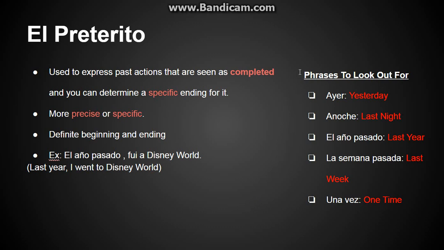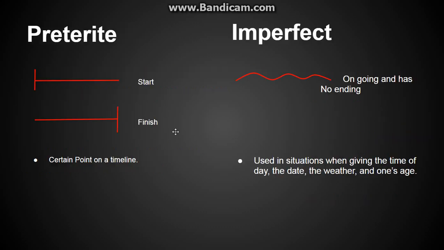Phrases to look out for when looking for preterite verbs would be ayer, which means yesterday, anoche, which means last night, el año pasado, which means last year, la semana pasada, which means last week, and una vez, which means one time. If you look closely, all of these phrases have a beginning and ending. We know when they started, we know when they ended. Like yesterday, we know when yesterday started, and we know when yesterday ended. Same with last night, last year, last week, one time.